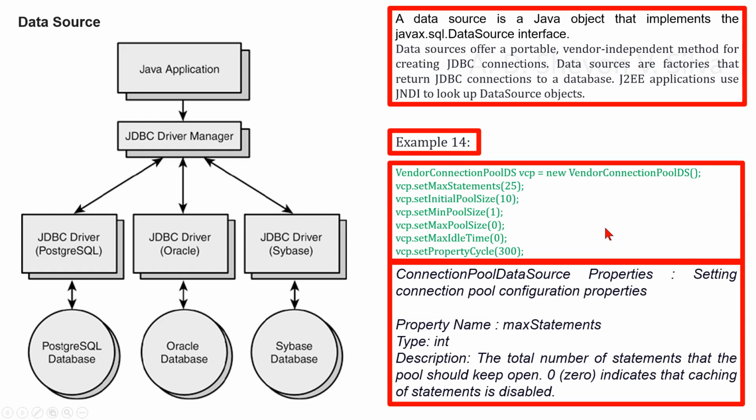Now we are considering connection pool data source properties. Setting connection pool configuration properties. Here the property name is max statements, type int. Description: the total number of statements that the pool should keep open. 0 indicates that caching of statements is disabled.